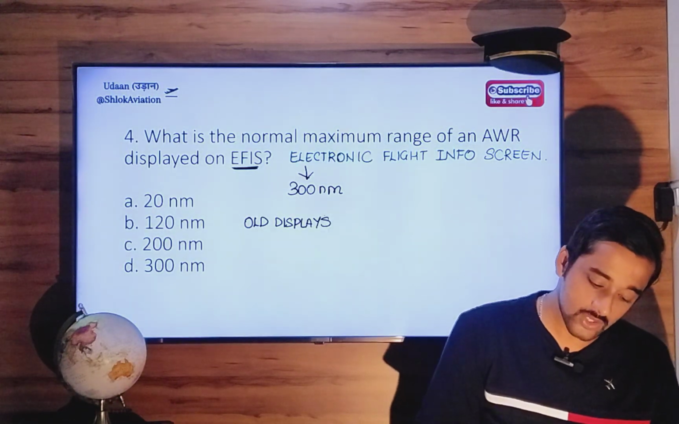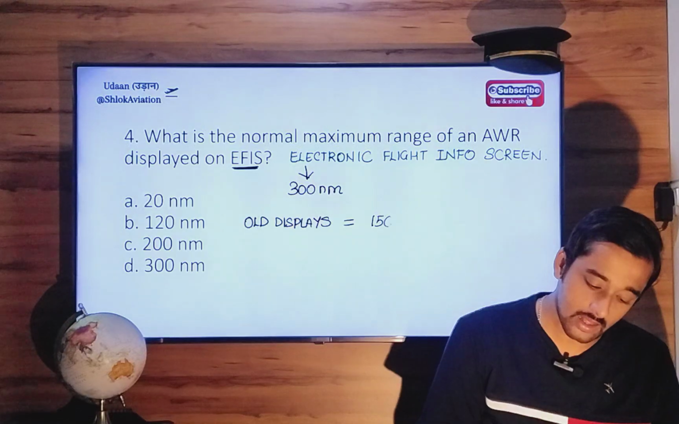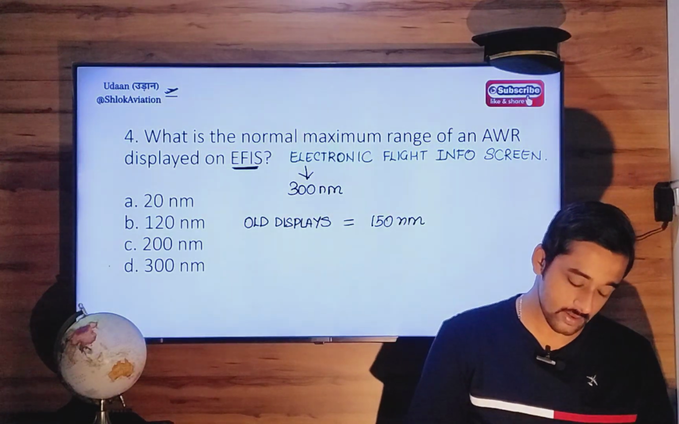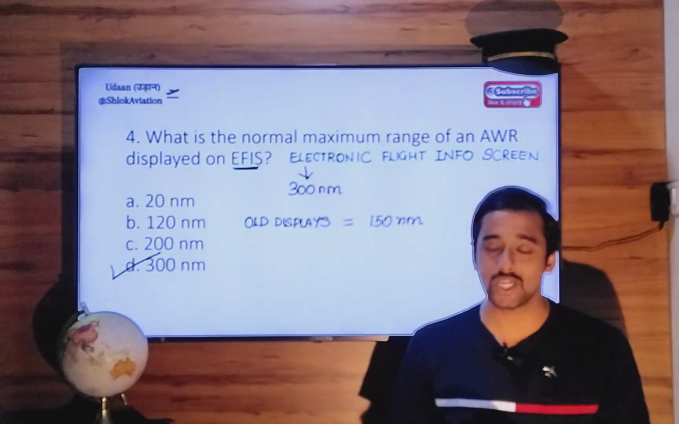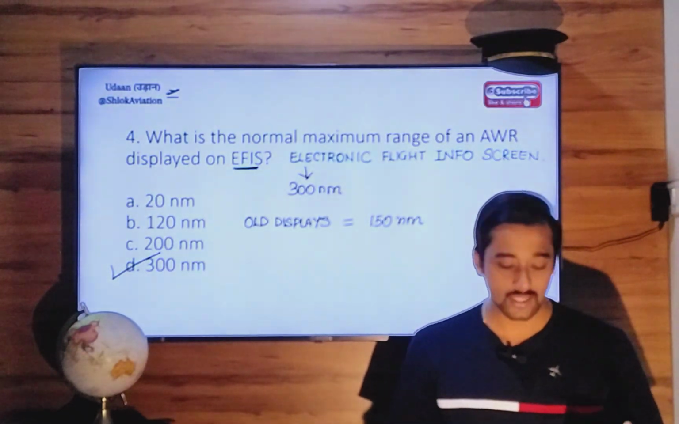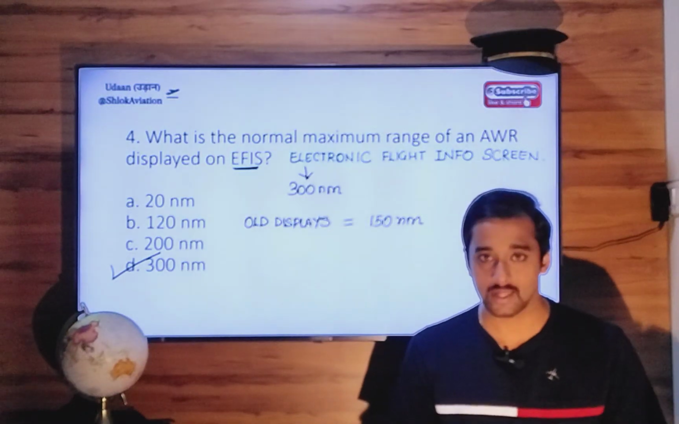The maximum range will be equal to 150 nautical miles, half of 300. So remember, for IFIS it is 300, which is a new technology, and for old technology screens it will be 150 nautical miles, less than that.